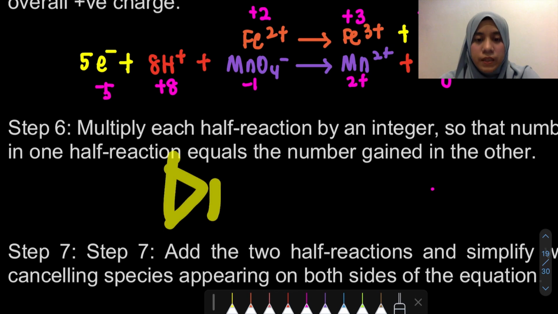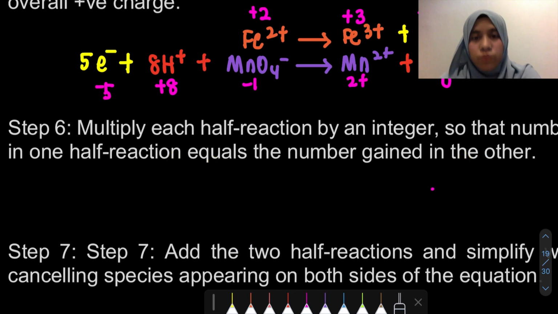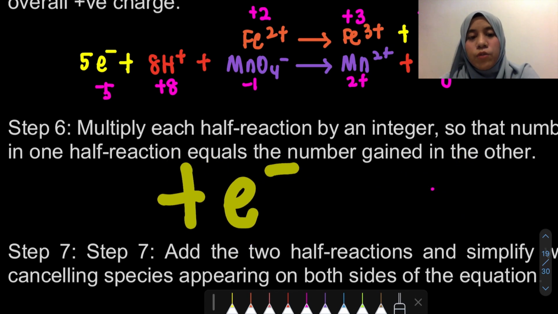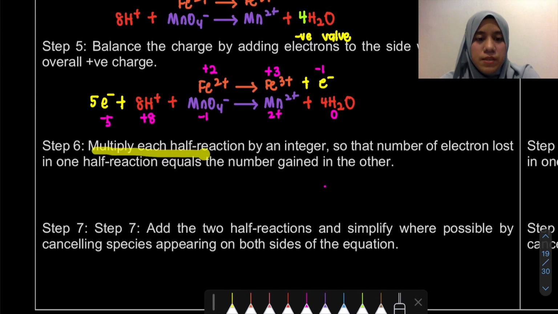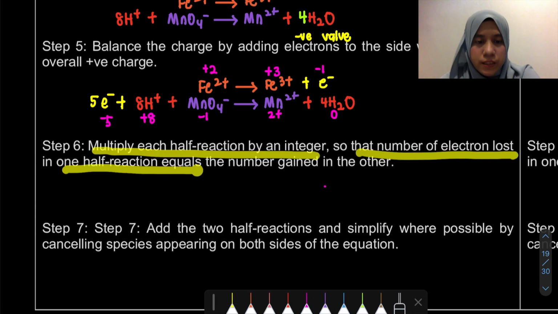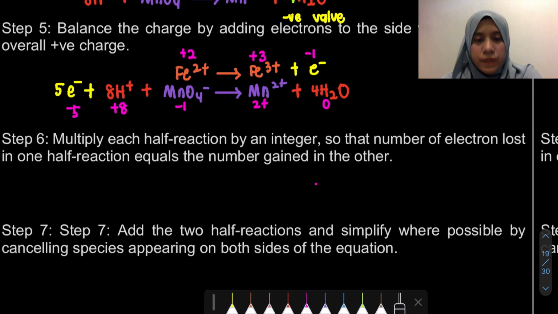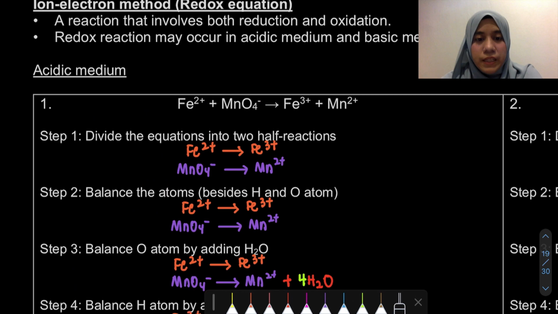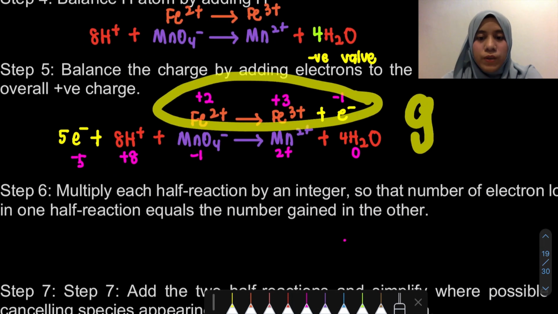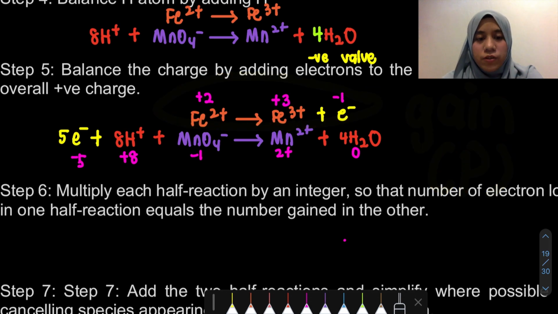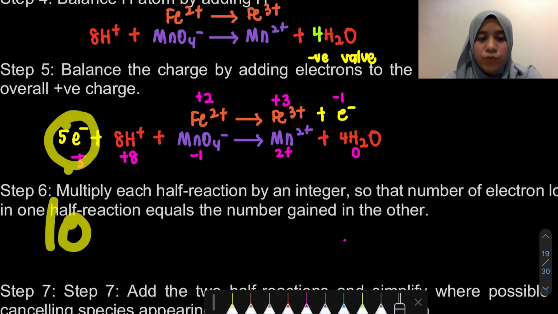Kalau nak tahu berapa banyak elektron tu, mana yang bigger value, tolak yang smaller value. Okay, so step 6, multiply each reaction by integer so that number of electron tu sama. Sebenarnya for the redox equation ni, dia adalah reduction dengan oxidation. It's actually a process of gain and lose electron. So one equation ni kita gain electron, satu ni kita lose kita punya electron.